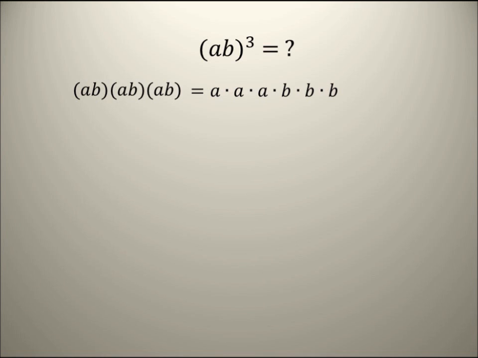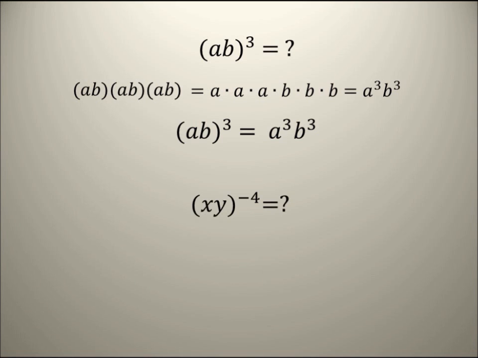Now using indices laws, we can split this up into two indices multiplied together to get a cubed times b cubed. So our answer, (ab) all cubed equals a cubed b cubed. Let's take another example. Let's take (xy) to the power negative 4.